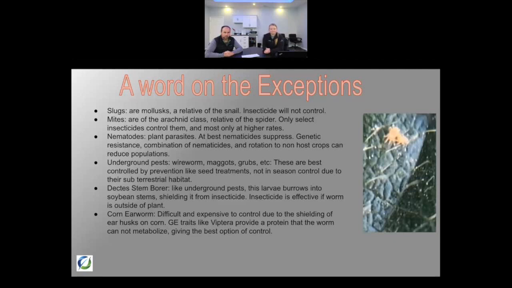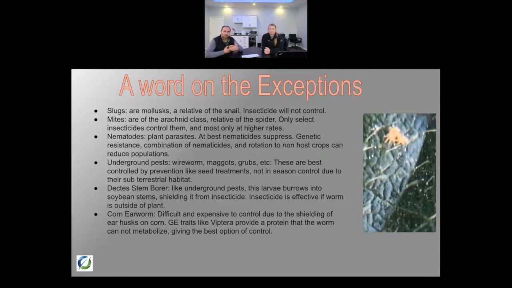In corn earworm, we have a similar thing going on where they're shielded. Both of these bugs can be killed with insecticide. It's an effective control, but it's just the location of where the bug is that causes us to not be able to effectively control them.